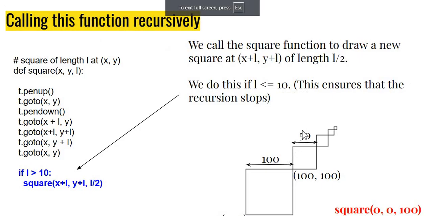But before wrapping this up, let me run you through the structure of this a little bit more carefully. So notice I had the function square. Inside this, I've called this function at X plus L, Y plus L, and L by 2. From the command line, I give a command 0, 0, 100. That's why my next square gets drawn at X plus L, which is 100, 100, and of square length 50. Next square gets drawn over here, next square here. But notice every subsequent square is becoming smaller and smaller.